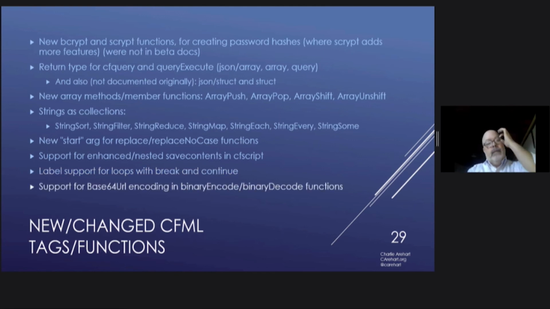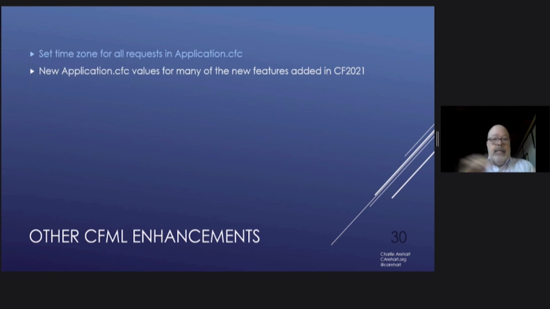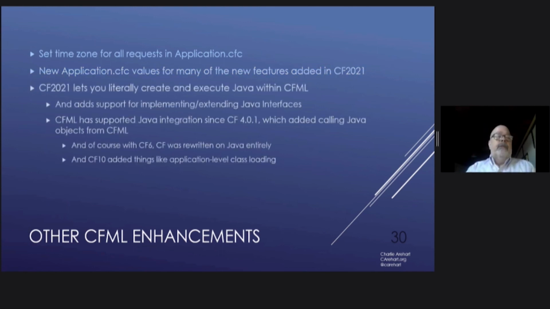And there's support for base 64 encoding now in the binary encode and decode functions. You can also set the time zone for all requests in your application CFC. There's a whole bunch of new application CFC things that you can set that are related to these new features of 2021. And it also, check this out, 2021 lets you now literally create and execute Java within CFML. Yeah, you can put Java right in the code. You don't have to worry about creating an equivalent create object that points to some Java thing and then call its methods. You can just put the Java into CFML if you want to.